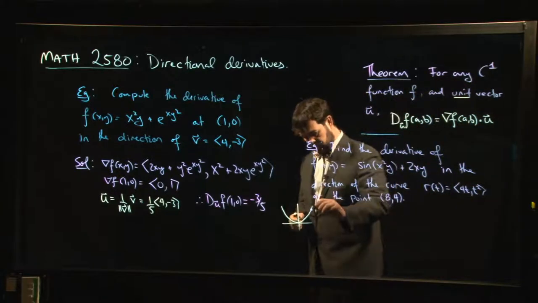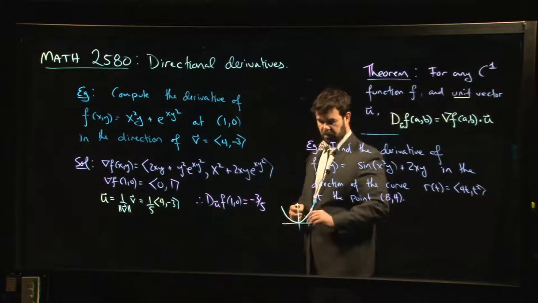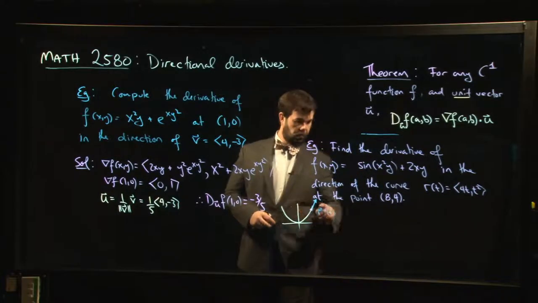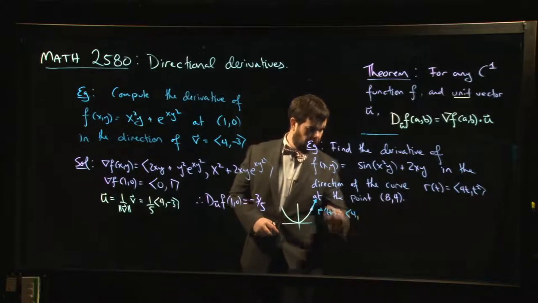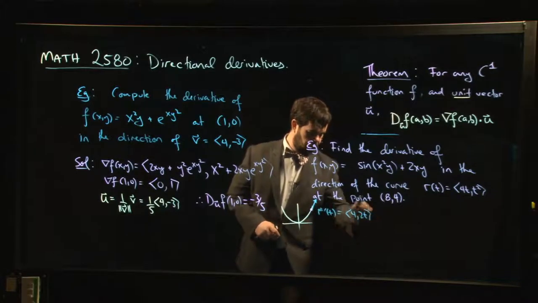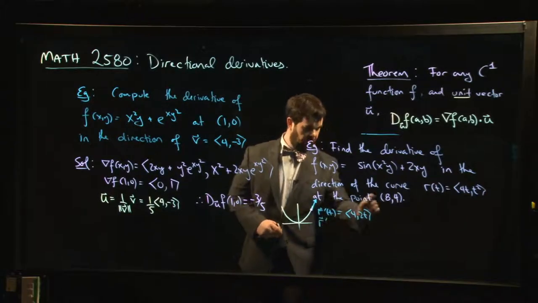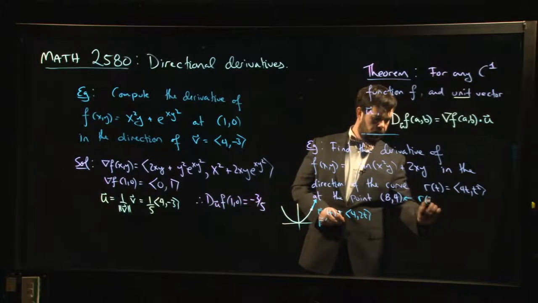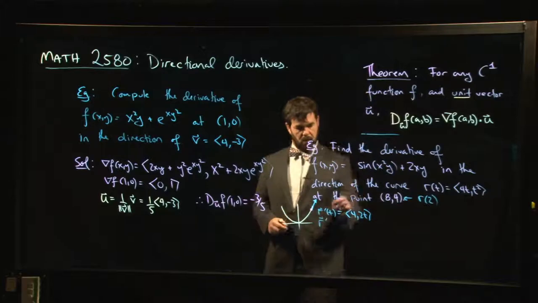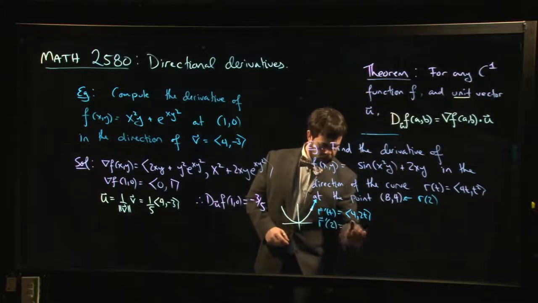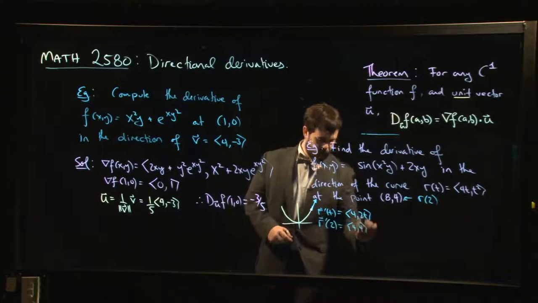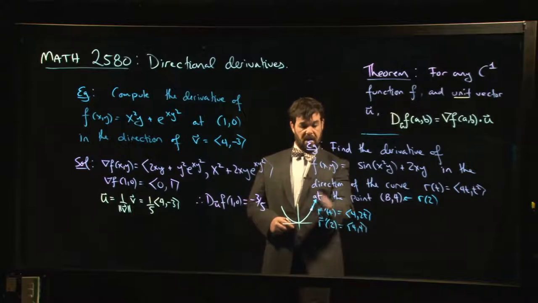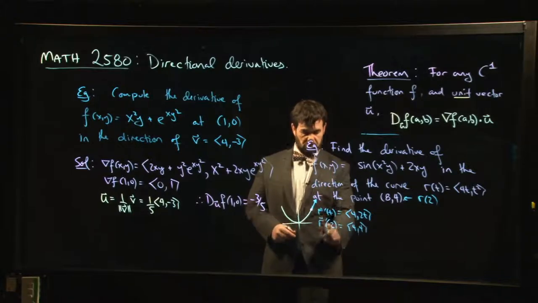Well, in the direction of the curve means along the tangent vector, right? r prime of t. So what's r prime? r prime of t is 4, 2t, right? So r prime at, oh, and notice that this point here is r of 2, right? So r prime at 2 is the vector 4, 4, okay? And so we can take that as our direction vector. That's the direction in which we want to take the derivative.